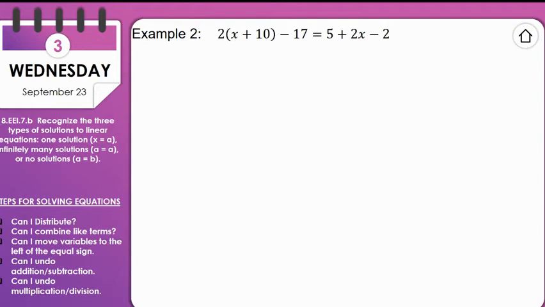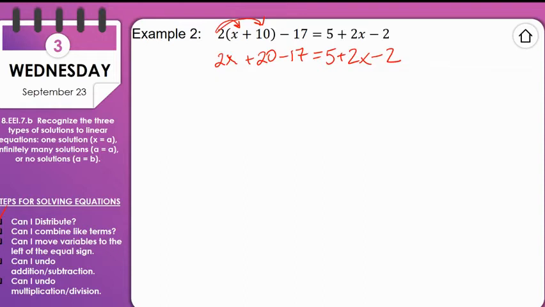So, ladies and gentlemen, for example 2. Again, we're back to our steps. First thing is, can I distribute? Yes, I see parentheses. I see a term outside. I want to multiply 2 times everything inside. 2 times x becomes 2x. 2 times 10 becomes a positive 20. Minus 17 equals 5 plus 2x minus 2. Yes, I was able to distribute.